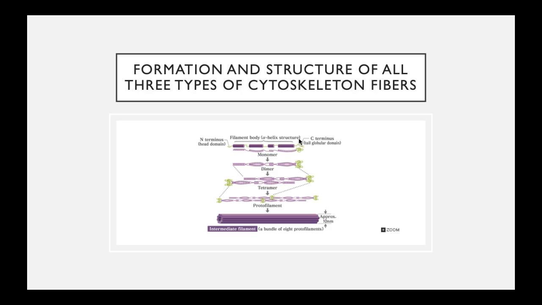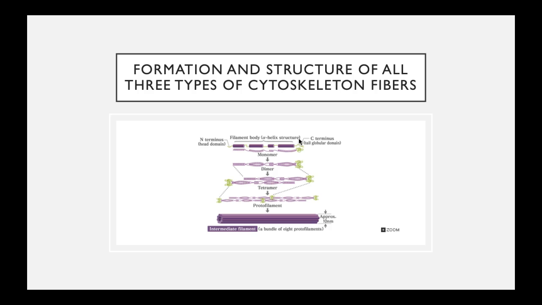These IFs are made like ropes. 2 IF subunits twist together to form a dimer, and then these dimers are put together in a staggered form to make a tetramer. And once these tetramers bundle together, they form an IF. And the heads of these IF proteins are globular, and they allow them to interact with many things.